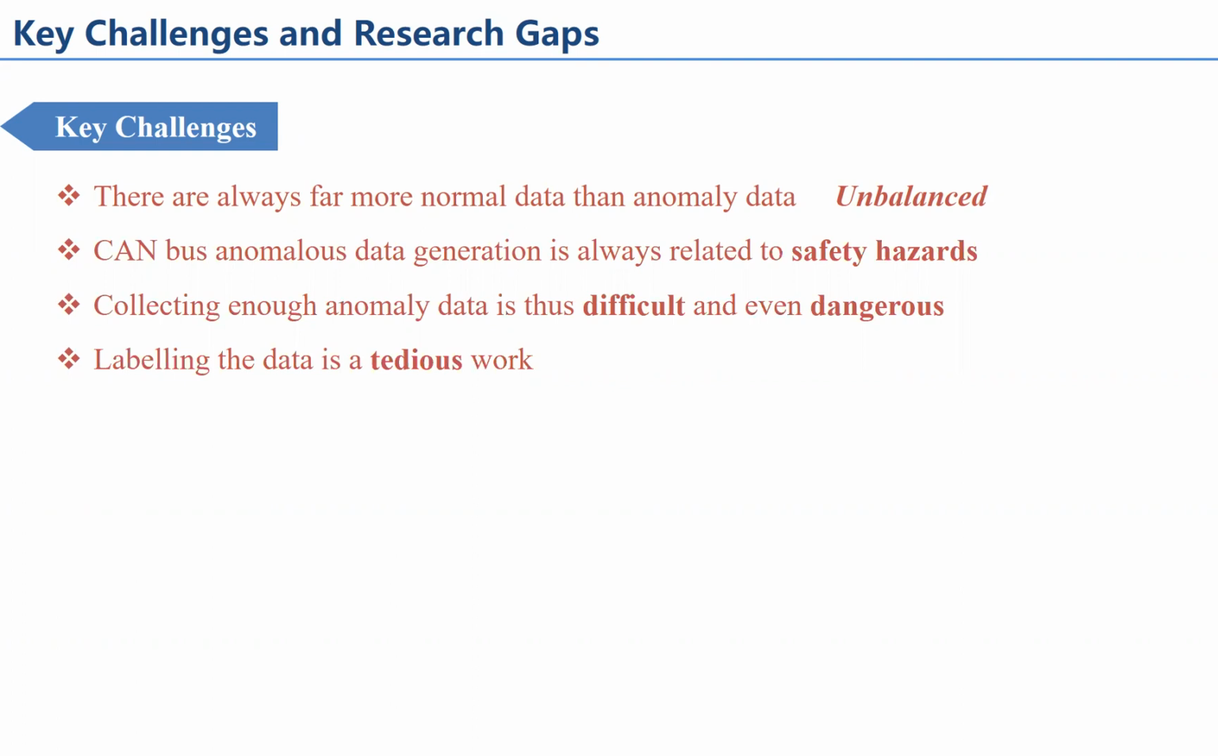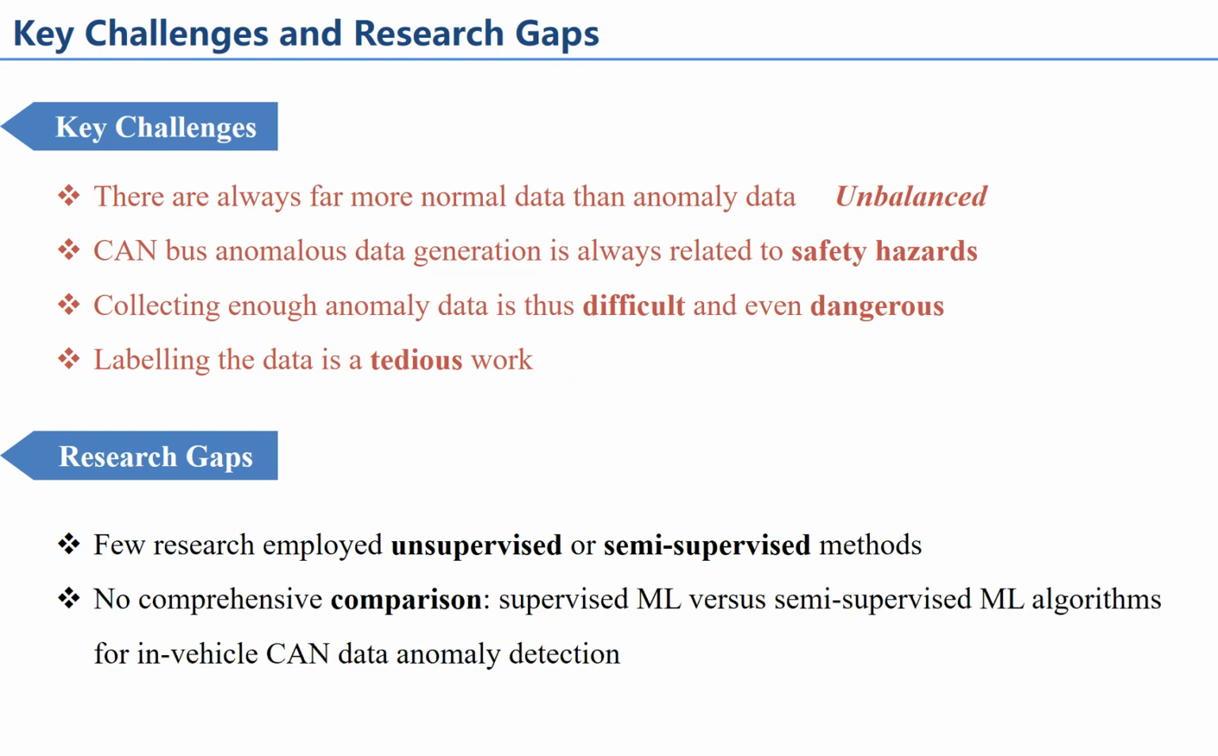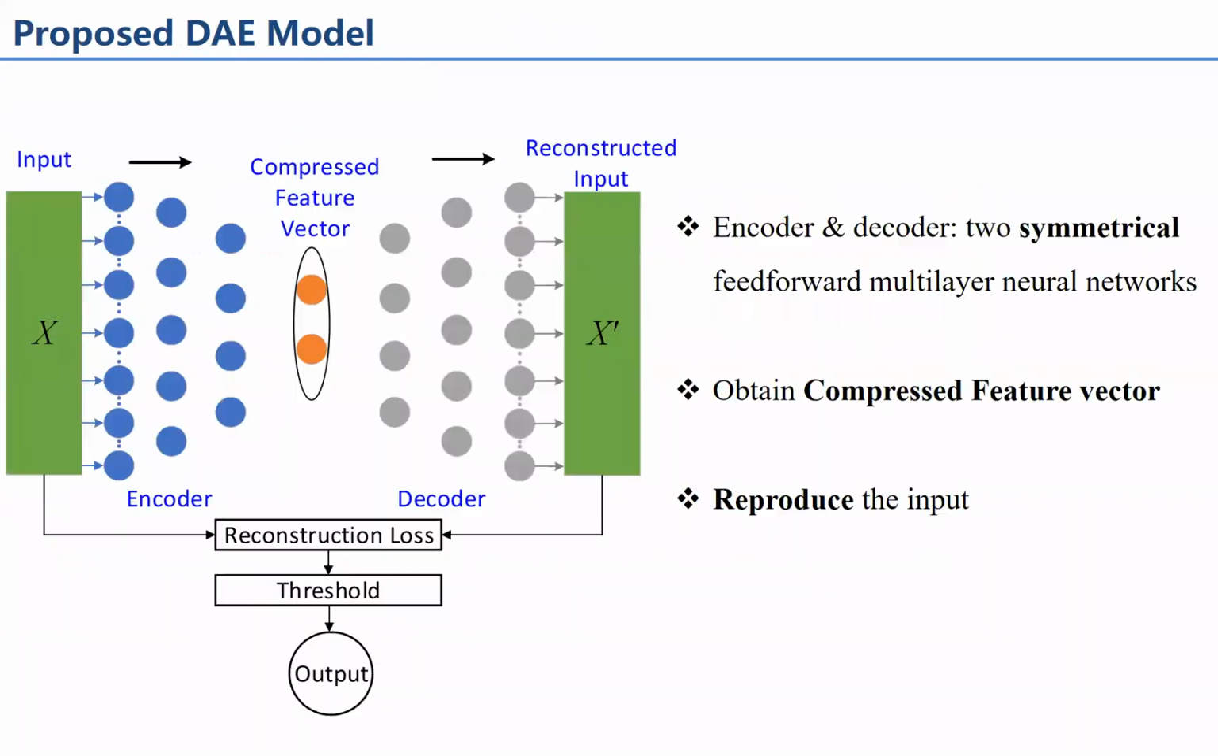Then it comes to the research gaps. Although various data-driven machine learning models have been applied to the anomaly detection problem for in-vehicle CAN bus network messages, few researches have employed unsupervised or semi-supervised methods. Also, there is no comprehensive comparison to evaluate the performance of supervised machine learning versus semi-supervised machine learning regarding this task, where this work tries to tackle these challenges and gaps.